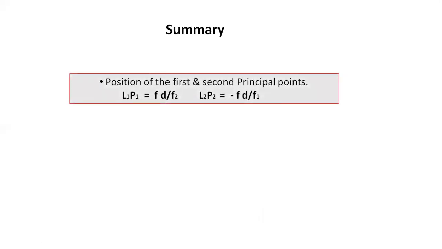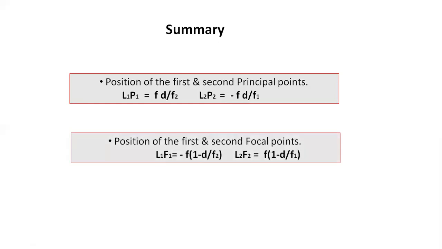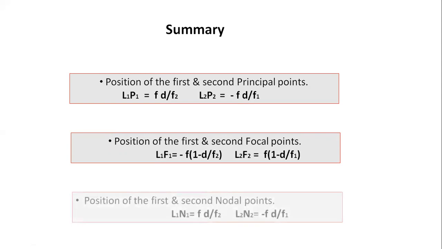So in this video, I have explained how to find L1 P1, that is alpha, which is on the right side, to get the positive sign. P2 is on the left side of the lens L2, and L2 P2 is equal to minus FD divided by F1. And here L1 F1 is equal to minus F times (F1 minus D) divided by F2. L2 F2 is equal to plus F times (F1 minus D) divided by F1. And the positions of the first and second nodal points are the same as the formulas for the first and second principal points. So remember all these formulas.